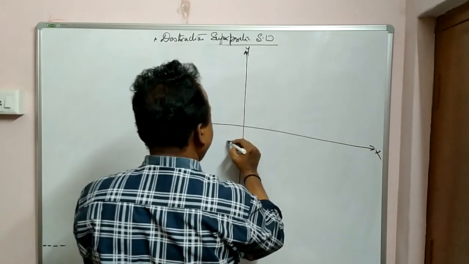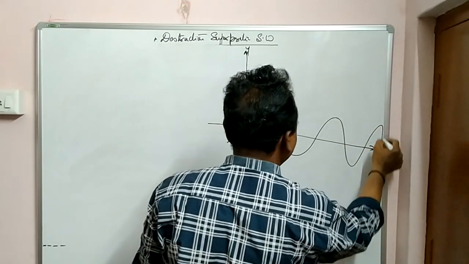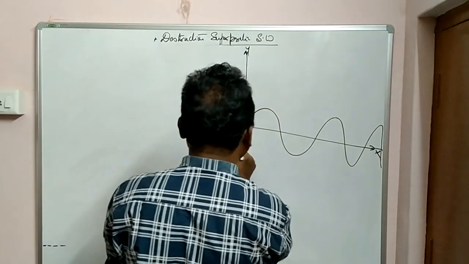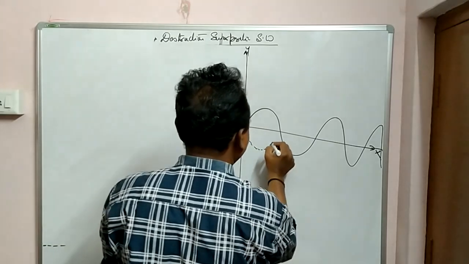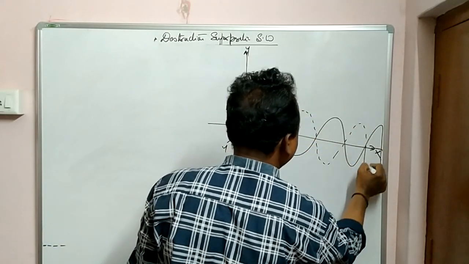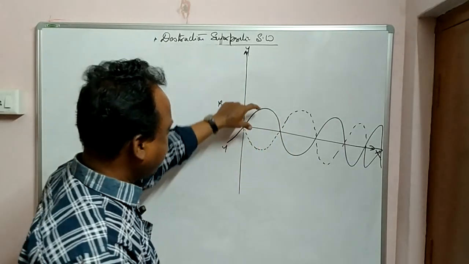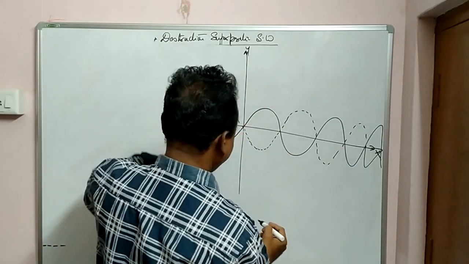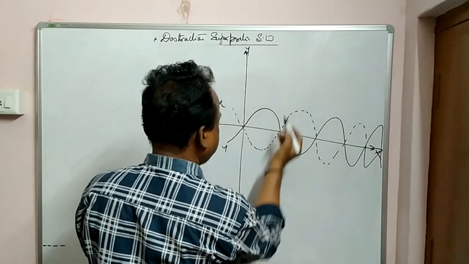waves. For example, I will take this is the first wave. Second wave I will take in this fashion, like this. So this is the second wave. Now you can see the overlapping is like this. One wave is starting from here and one wave is in the negative direction, the other is positive.